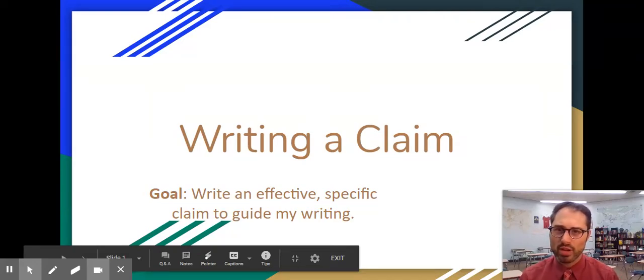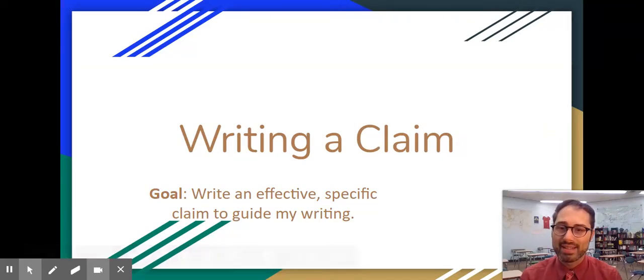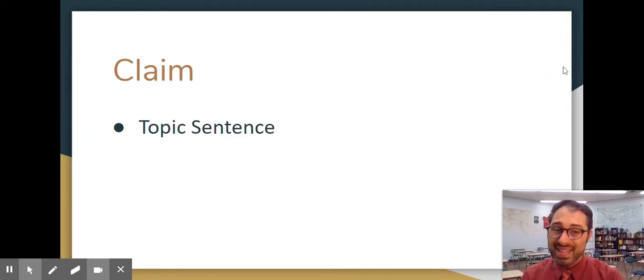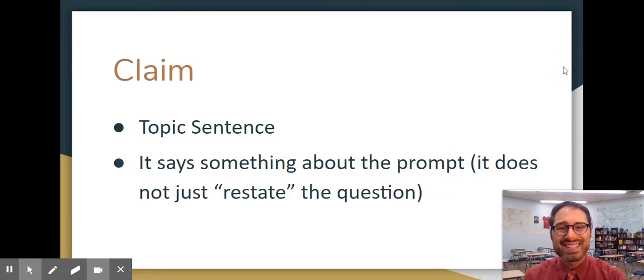Our goal after watching this video is for you to be able to write an effective, specific claim to guide your writing as part of a constructed response. So, as a review, a claim is your topic sentence. It says something about the prompt. It doesn't just restate the question, it's giving more details to it. It gives an answer to the question.